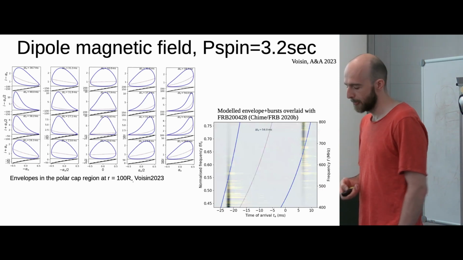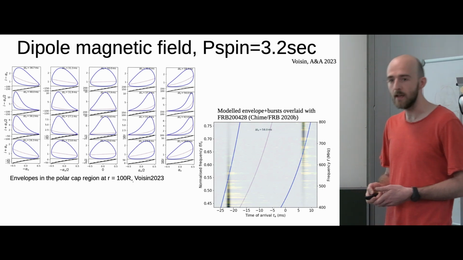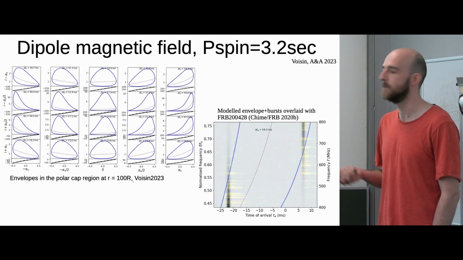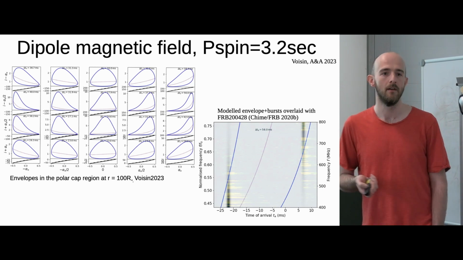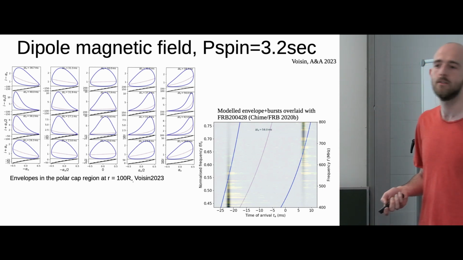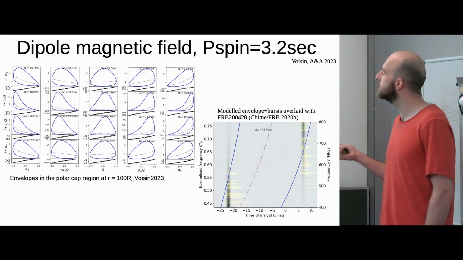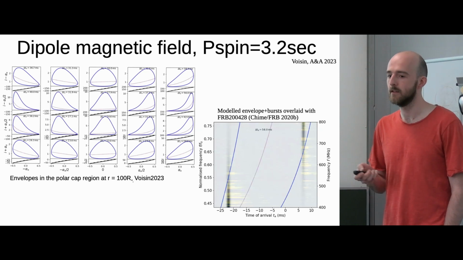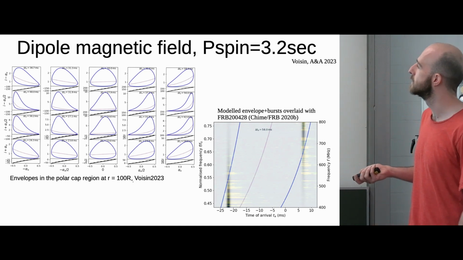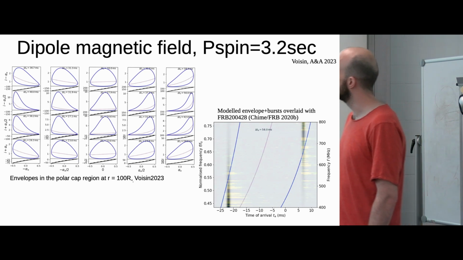Okay, so once we've said that, we need to assume some general geometry for the streamlines. And here I would just assume that the streamlines are nothing else than the field lines of a dipolar magnetic field, right? That can be motivated by what we see in pulsars, but also it's just simple to calculate. I assume that the spin period is 3.2 seconds. It's not random. It's the spin period of the galactic magnetar, the only one for which we actually know the spin period, so that's interesting.